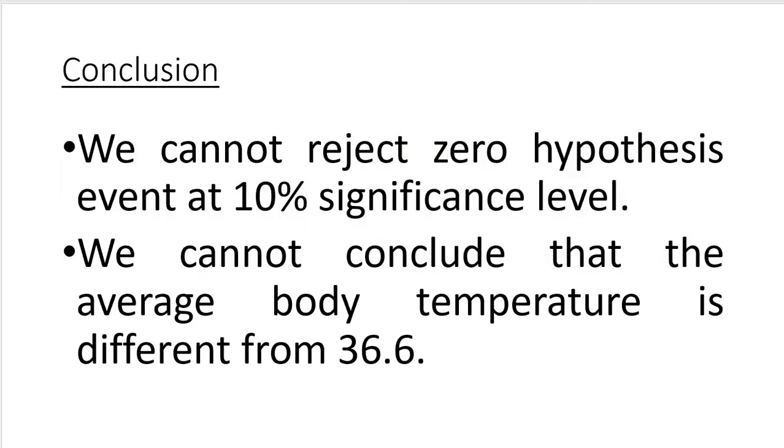Yeah, so basically we just fail to provide any evidence that the average body temperature is different from 36.6. So that was it when it comes to calculating p-value for two-tailed test.